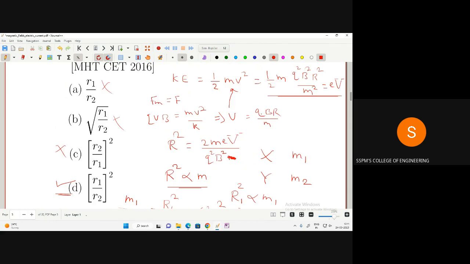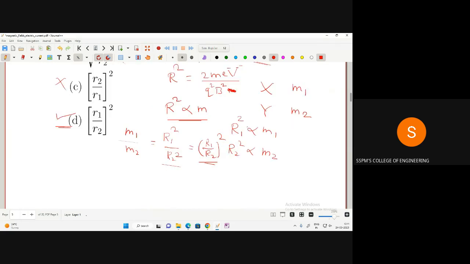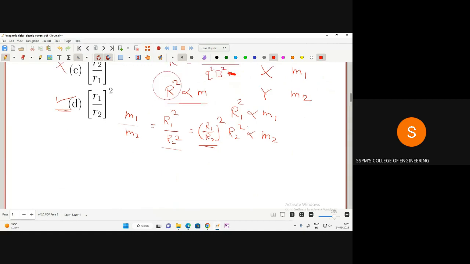So for this example, what do you need? We need the equation for kinetic energy. We need the equation for velocity when the charge q moves in the circular path, which is equal to qBR divided by m. Just replace that v squared by this one, q squared B squared R squared divided by m squared, and equate it to the potential times the charge on the electron. And then find out the relation for R squared in terms of mass.